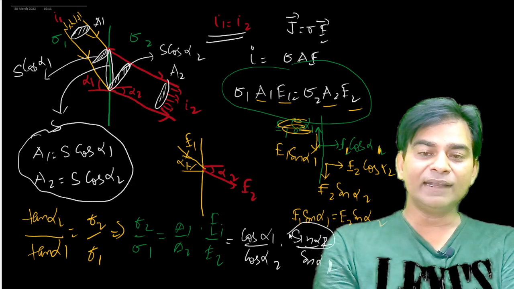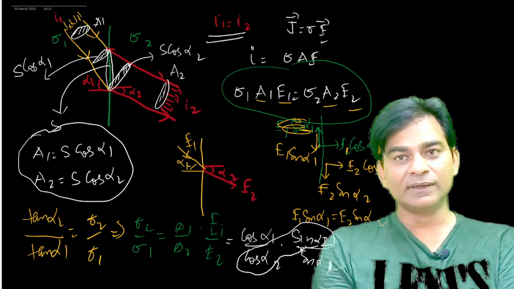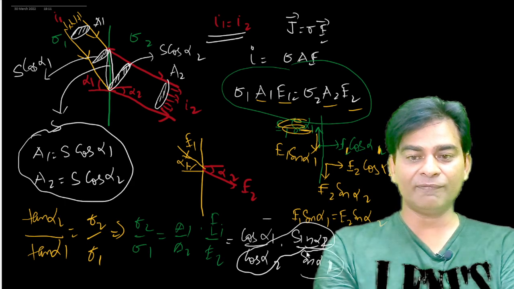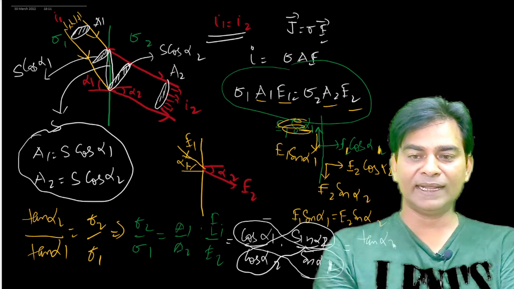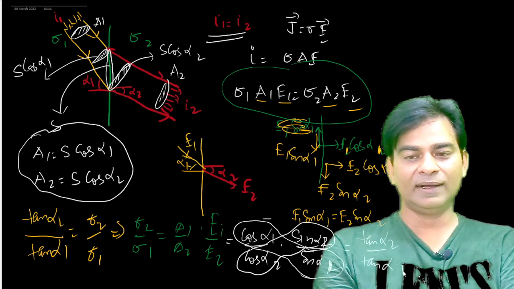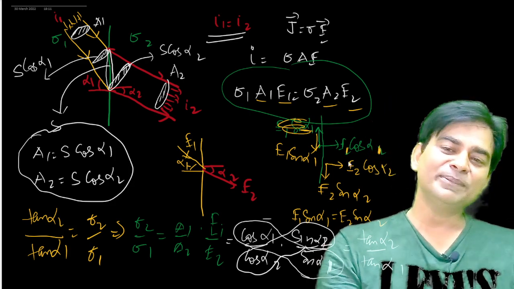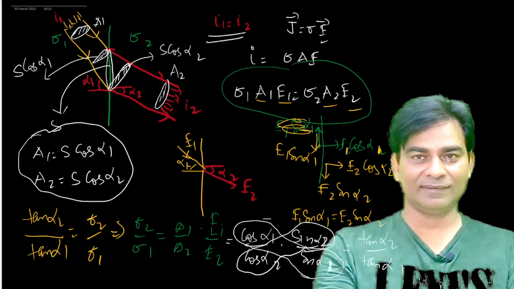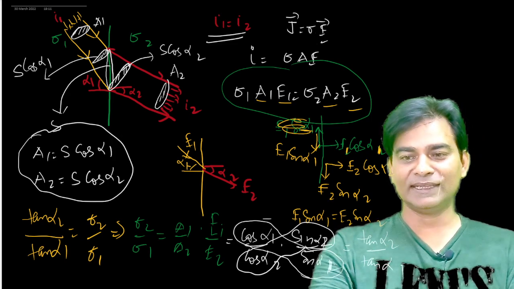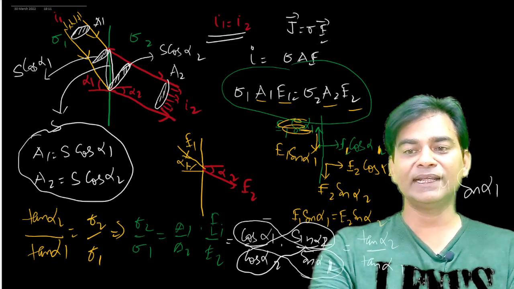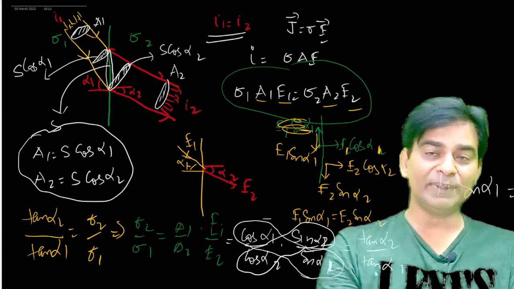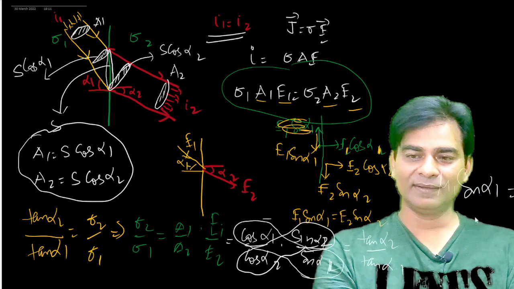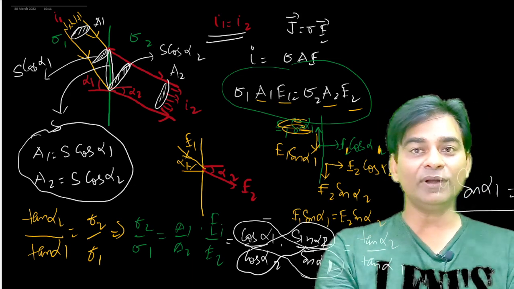Now I can say sin alpha 2 divided by cos alpha 2 is tan alpha 2, and sin alpha 1 divided by cos alpha 1 is tan alpha 1, so this can be written as tan alpha 2 divided by tan alpha 1. A similar result is Snell's law in optics, which says mu1 sin alpha 1 is equal to mu2 sin alpha 2, but here there are some tan terms. So you can say this is Snell's law for current.